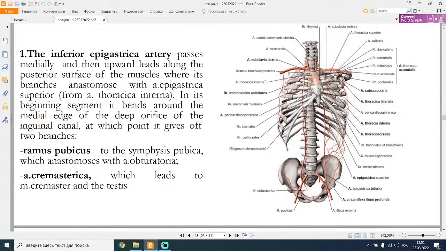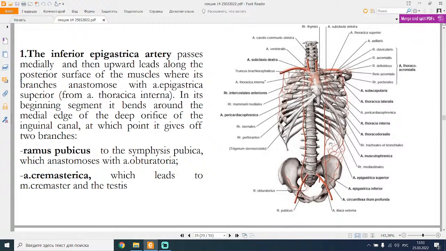The arteria epigastrica inferior passes medially and then upward along the posterior surface of the muscles, where it anastomoses with the arteria epigastrica superior from the arteria subclavia. This is where they connect and form an anastomosis.